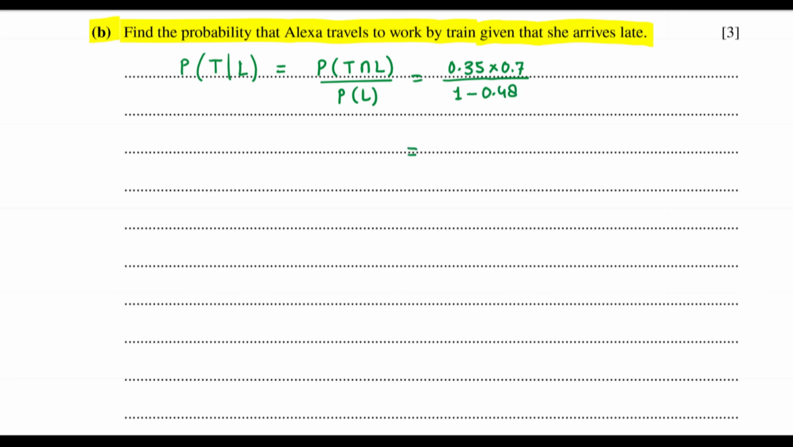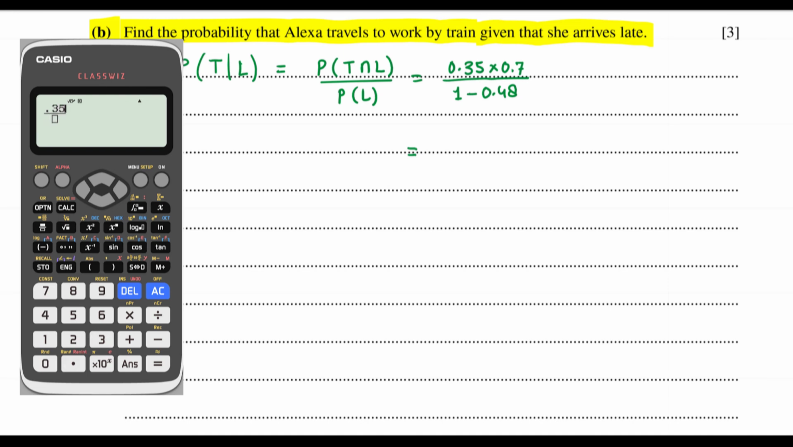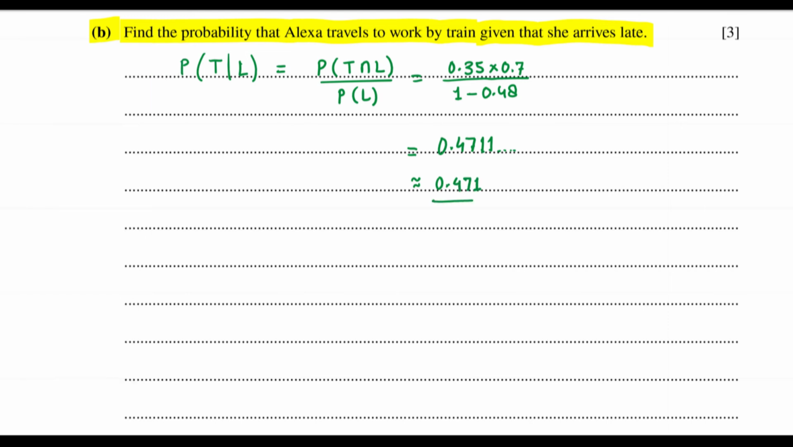So now we will calculate this. 0.35 multiplied by 0.7 divided by 1 minus 0.48 is 49 over 104. In decimal it is 0.47115 and so on. So to 3 significant figures it is going to be 0.471, and that's the answer, that's the probability.